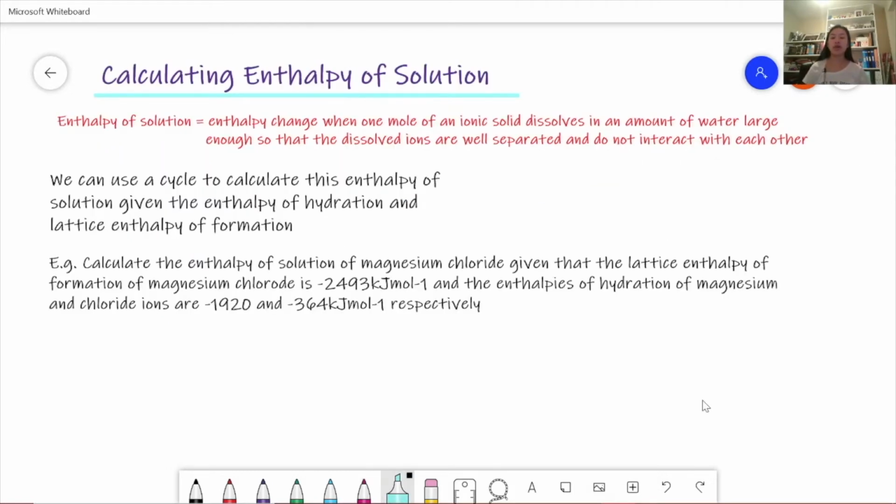So now we're going to talk about calculating the enthalpy of solution. Now the definition of the enthalpy of solution is the enthalpy change when 1 mole of an ionic solid dissolves in an amount of water large enough so that the dissolved ions are well separated and do not interact with each other. And the thing is, we can use a cycle to calculate this enthalpy of solution given the enthalpy of hydration and lattice enthalpy of formation.